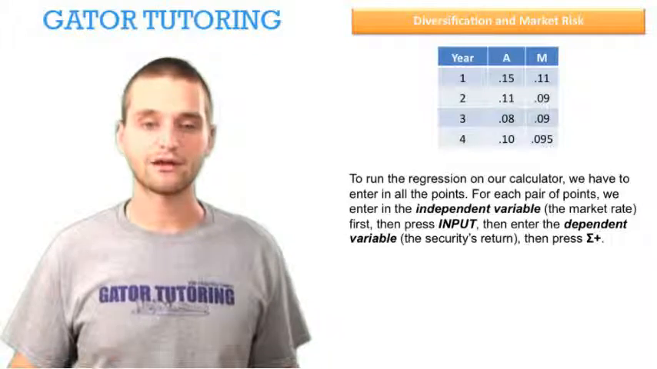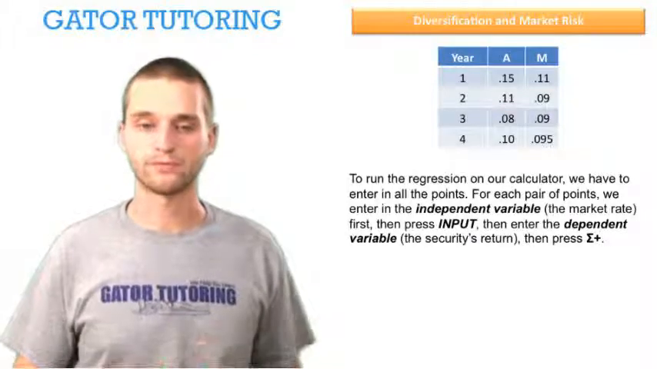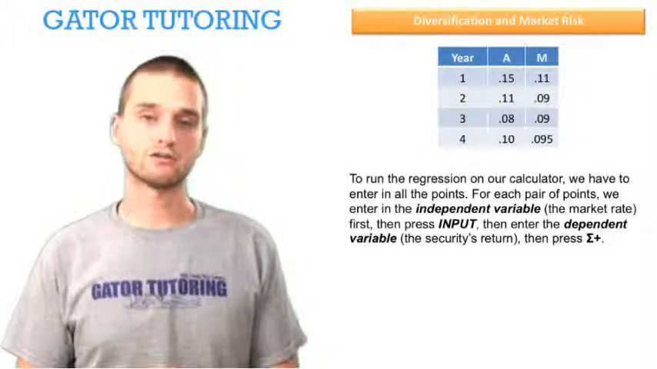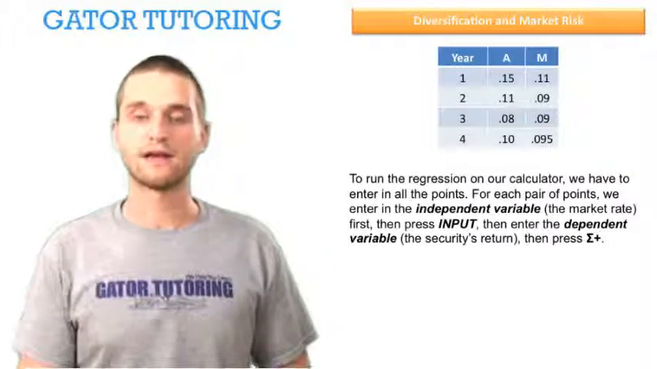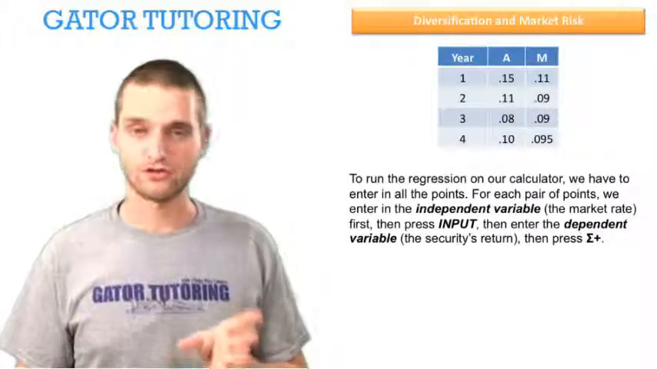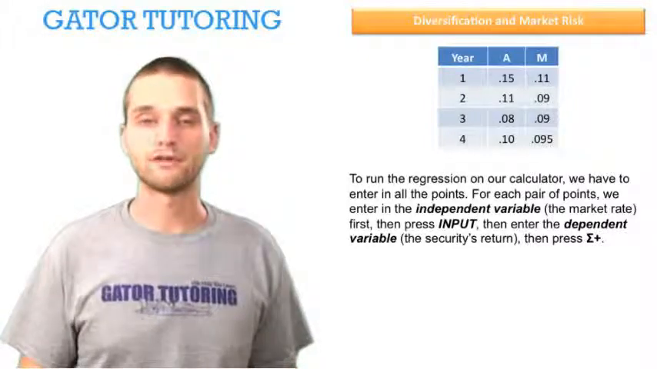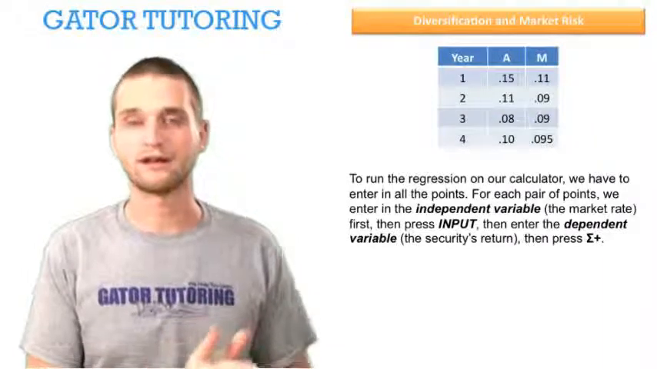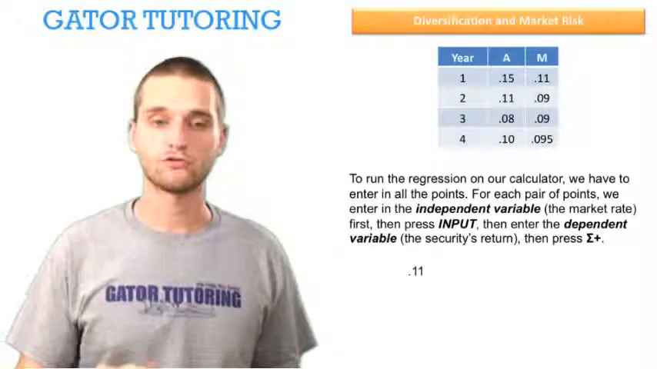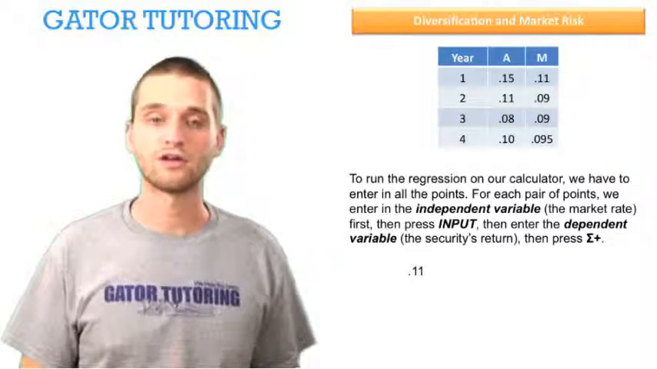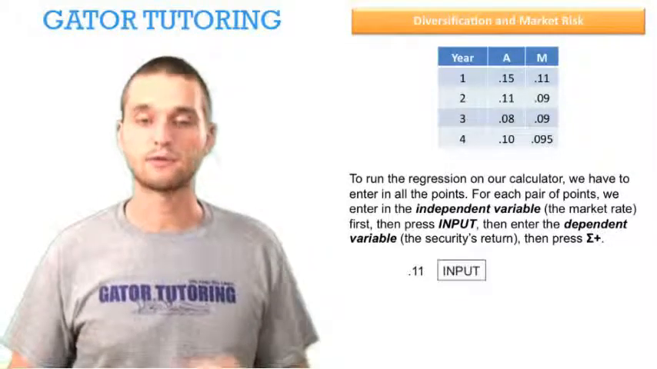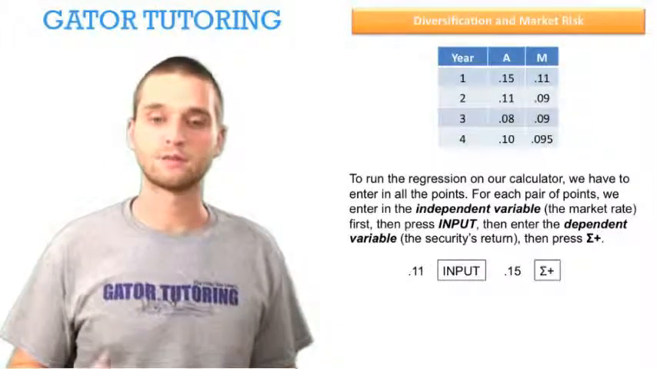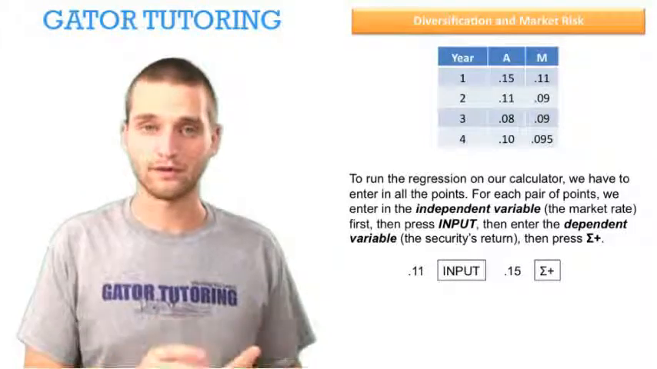To run the regression on the calculator, we have to enter in all the points. For each pair of points, we first enter in the independent variable, which is the market rate, then we press input, then we enter in the dependent variable, which is the actual individual security's return, and then we press sigma plus. We're just telling the calculator that we're entering in this pair of data, this coordinate, into a collection of data. So for us, first we would press 0.11 because that's the return on the marketplace in year 1. Then we press input. Then we press 0.15, which is the return security A earned in year 1. Then we press sigma plus to tell the calculator that we're done with this pair of data.